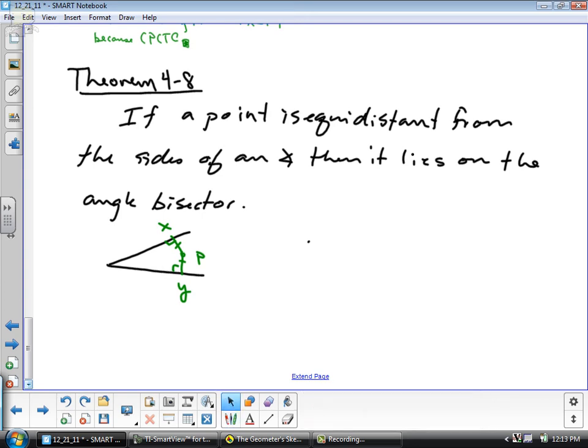And of course we're going to want triangles, so let's draw the line that goes from the vertex, we'll call that vertex A, through the point P. Do these triangles have to be congruent? It's not side angle side. They do share that side and they have another side, but where's the angle? We can't use side angle side, but it's a right triangle, so it's hypotenuse leg.